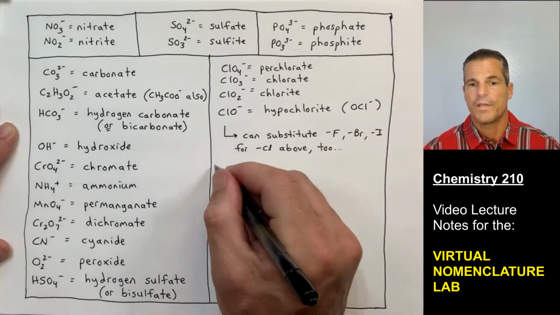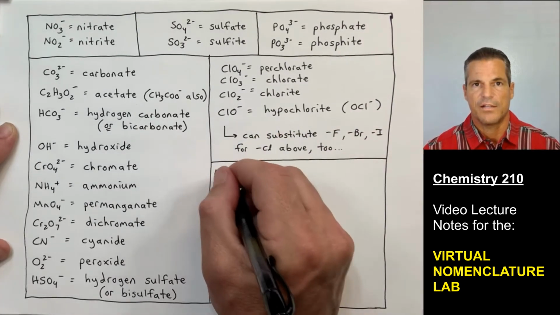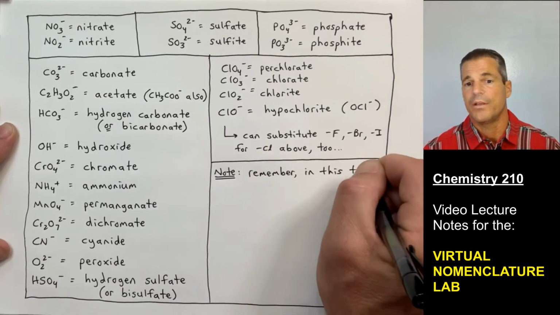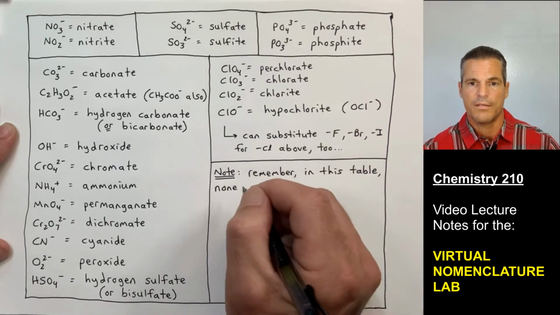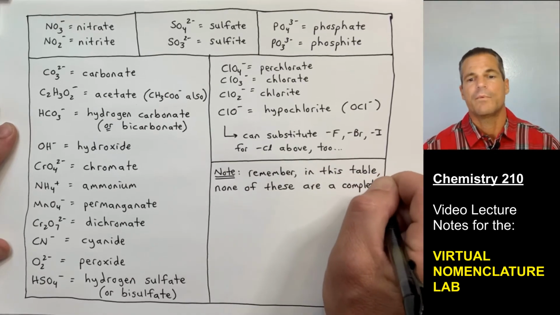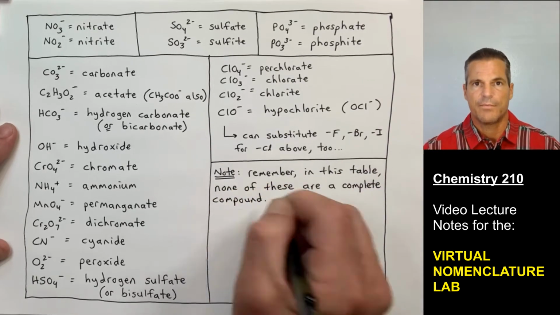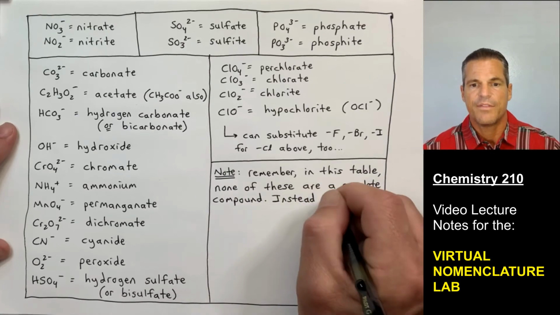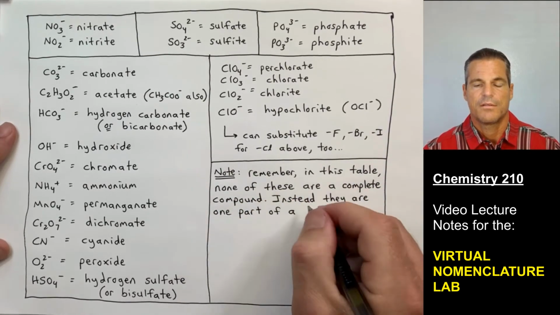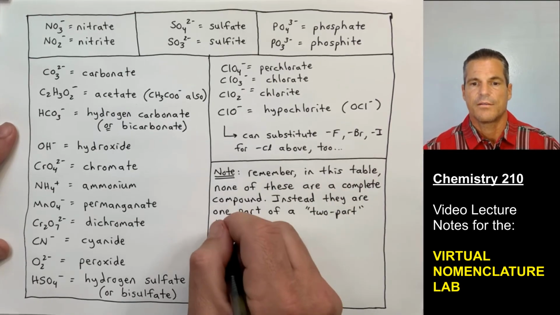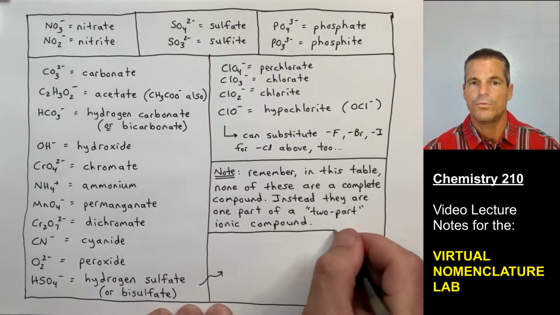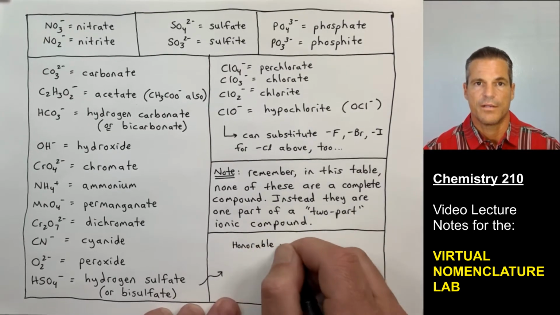Now, that little grouping of 4, you can substitute any of the halogens in there: F, Br, I. So for Br, you'd have perbromate, bromate, bromite, and hypobromite, etc. Now remember, none of the ions in this table is a complete compound. Instead, they are one part of a 2-part ionic compound. All right.